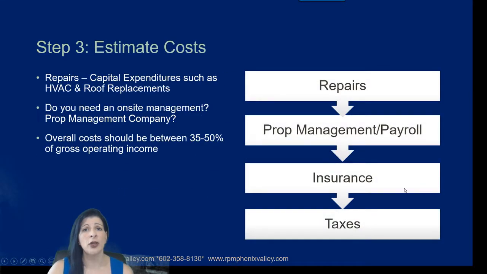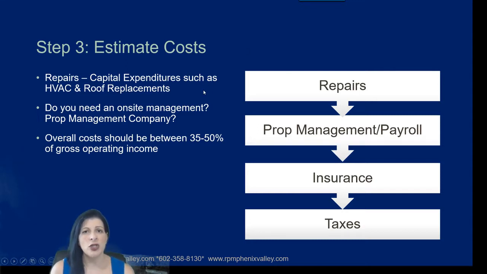So in step 3, you're going to try to estimate your costs. And we've just kind of given you some that you may come across. Obviously, you're going to have repairs. If you're hiring a property management company, you're going to have a management fee. If you choose on your own to hire maybe an individual to live on site and then some individual handyman, then you're going to have to deal with payroll. You're going to have insurance, you're going to have taxes.